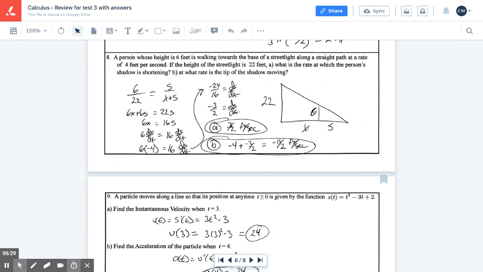All right. This is our shadow problem. Bonus for those of you watching this video, there will be a shadow problem on the test tomorrow. So make sure you know how to do this problem.